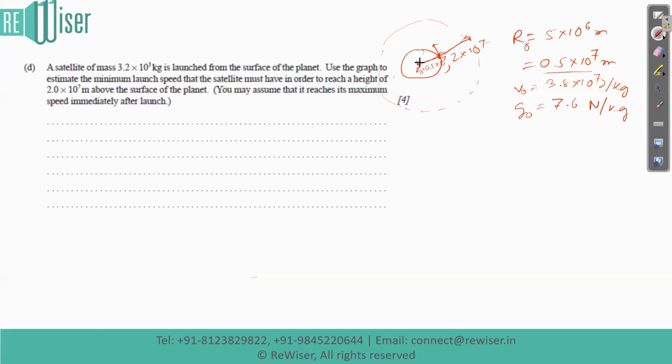Now, from the center to this, the distance, let us consider R, is 0.5 plus 2 into 10 to the power 7, which will give me 2.5 into 10 to the power 7. So what is the minimum velocity required in order to reach this orbit? Remember, R is 2.5 into 10 to the power 7.